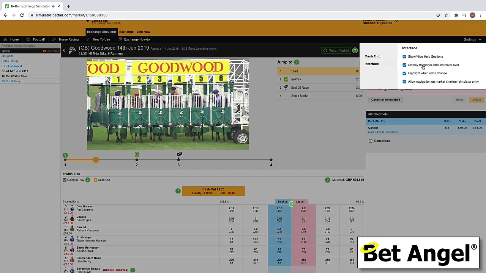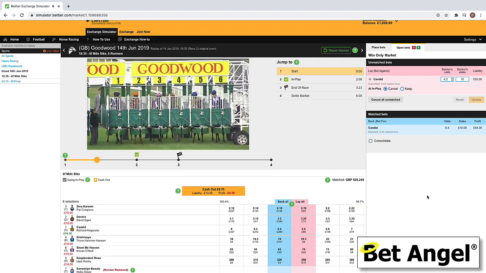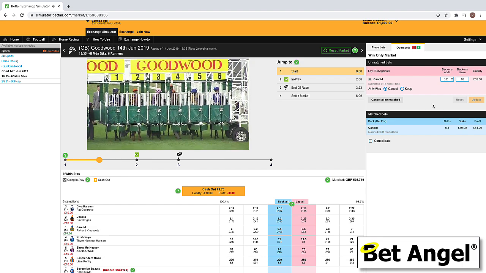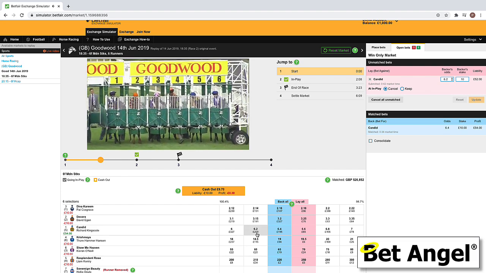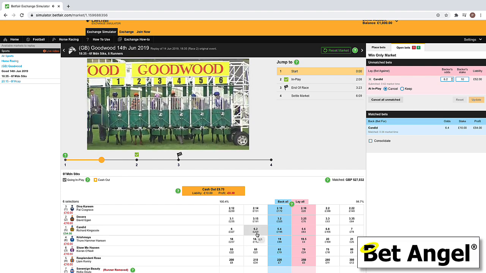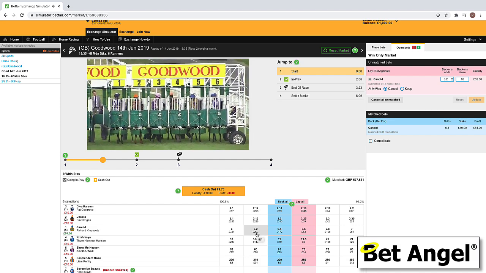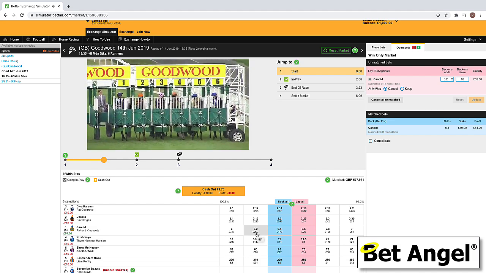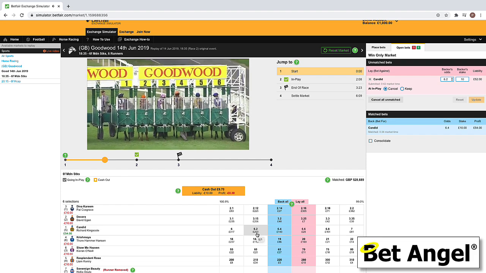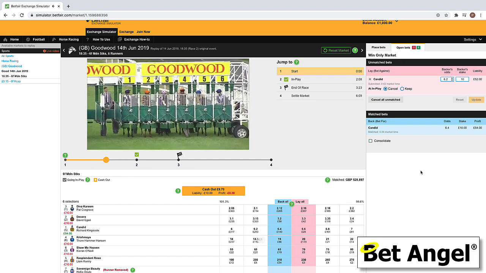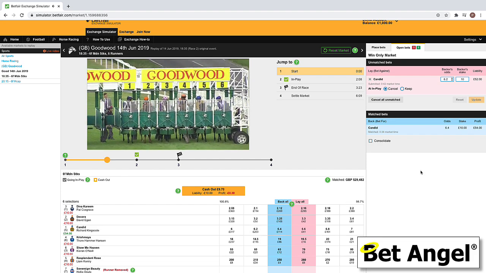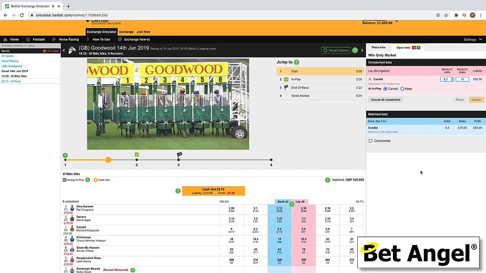I'm going to turn off the highlight when odds change because I just find that annoying. So you can see our order is sat in there at 6.2. It's somewhere in with this £209. So all of this is fairly, I wouldn't say accurate because you can't get it 100% accurate, but it acts in a similar way to the way the exchange works. So you may find that helpful from that particular perspective.